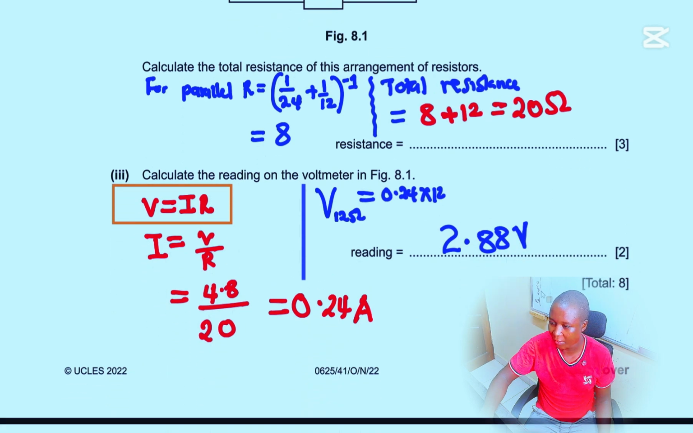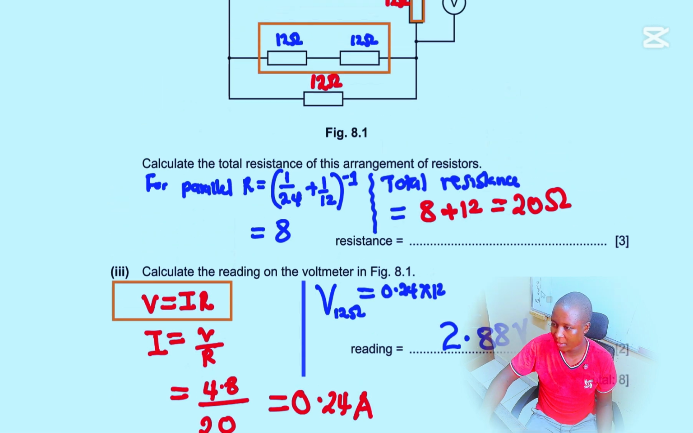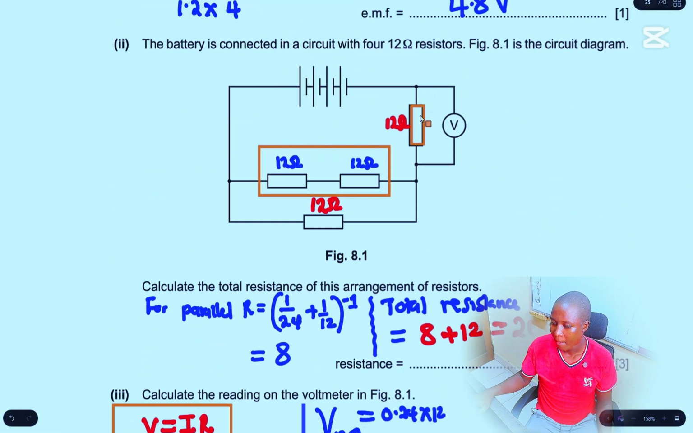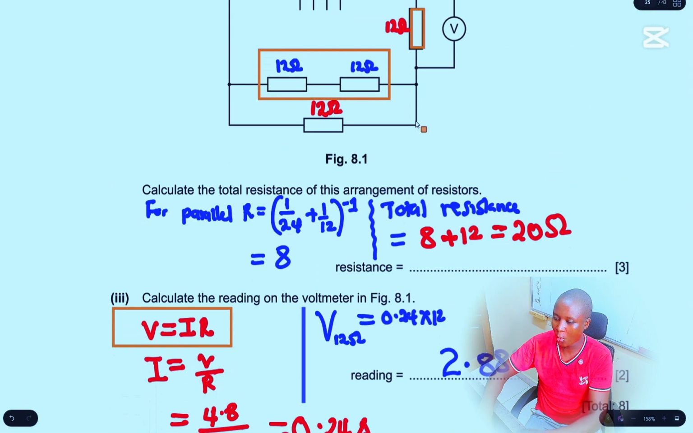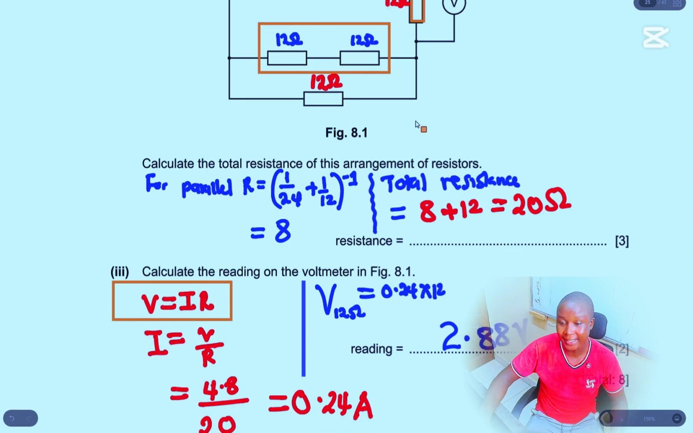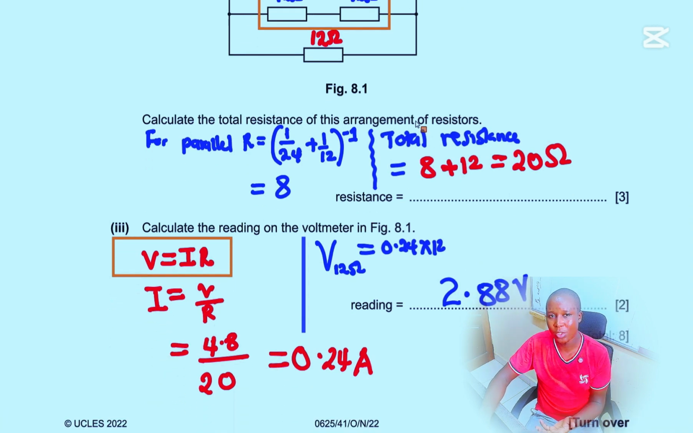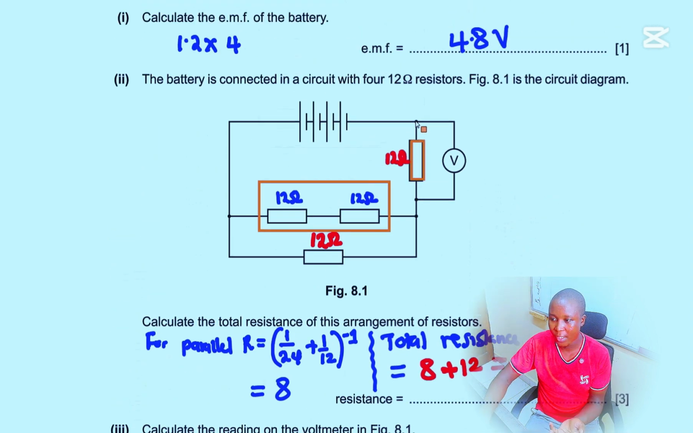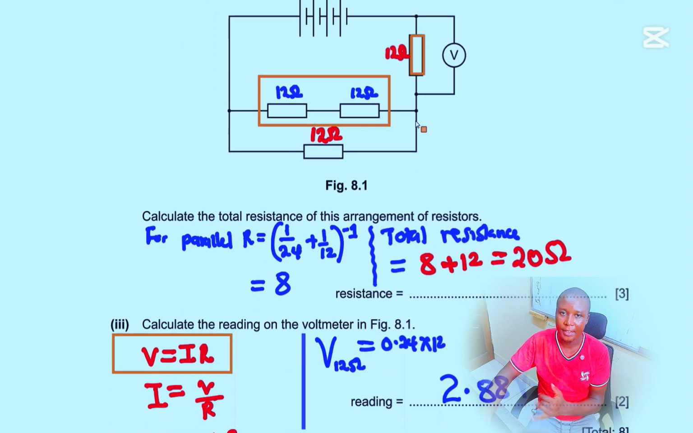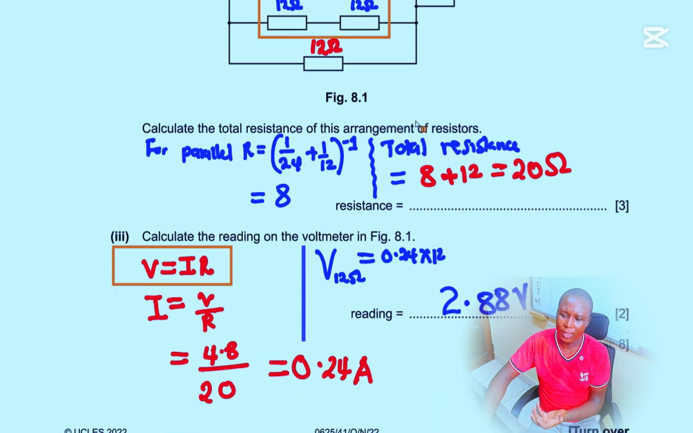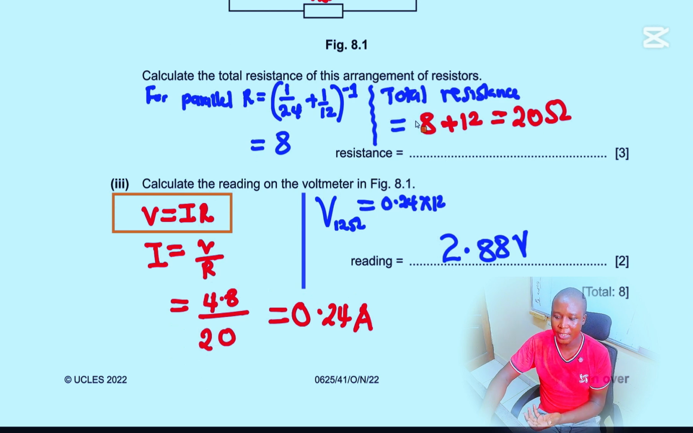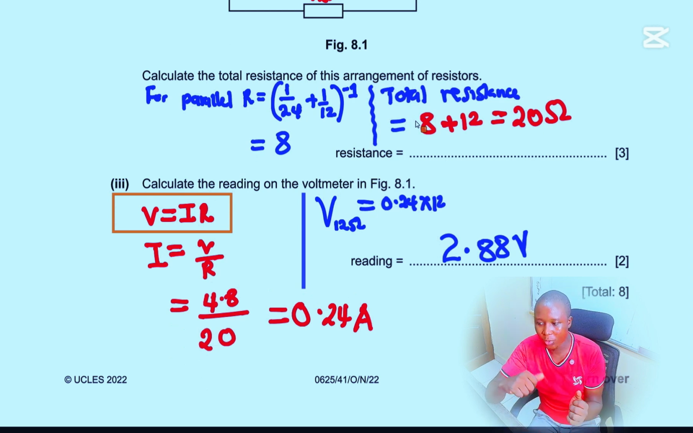Calculate the reading on the voltmeter. If we are talking of the reading on the voltmeter, and the voltmeter we are talking about is this one here, what we are going to do first is to work out the total current in the circuit. We're going to use the formula V over R, because we have the total resistance and the total EMF of all the cells. So total current in the circuit is going to be 4.8 divided by 20, and if we work it out, we get 0.24 amperes.